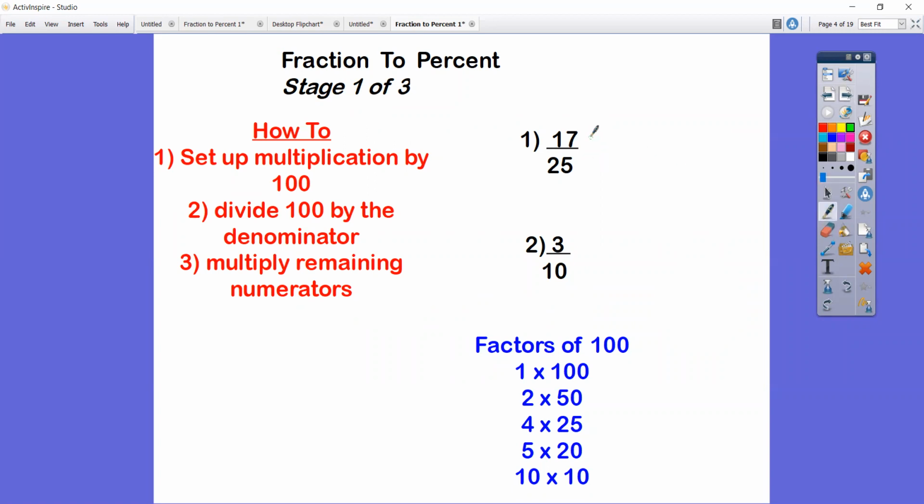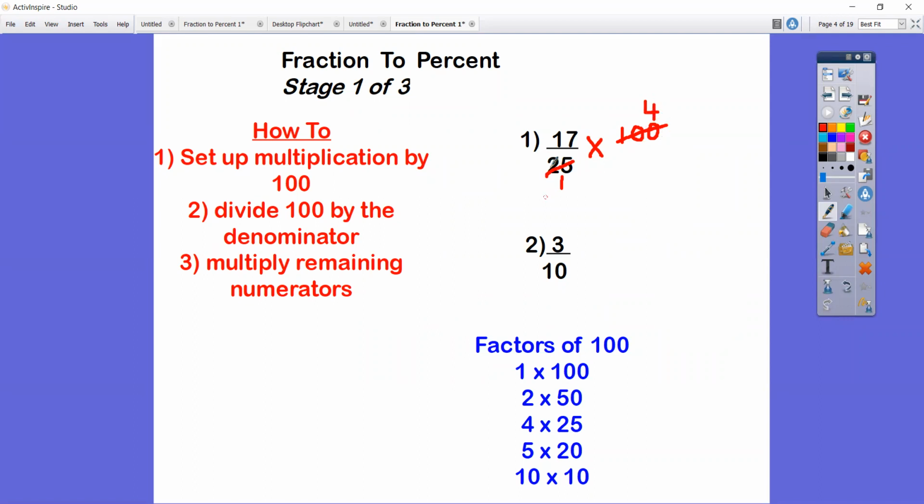I'm going to set up my multiplication question. That was a little bumpy. Let's do this. So right over here, we have 17/25. So I'm going to set up my multiplication. That is step 1. Step 2, I'm going to divide the 100 by the denominator. So right here, well, 25 divided by 25 is 1. 100 divided by 25 is 4.